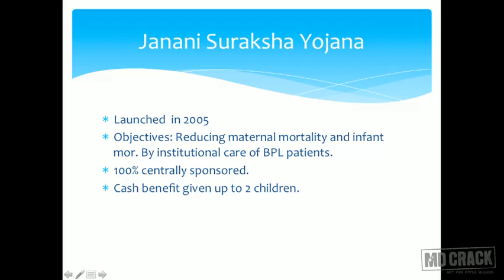So the Janani Suraksha Yojana objectives: reducing maternal mortality and infant mortality by promoting institutional deliveries, especially among below poverty level patients. It is 100% centrally sponsored, we saw that, and cash benefit is given up to 2 children. That is how Janani Suraksha Yojana operates.